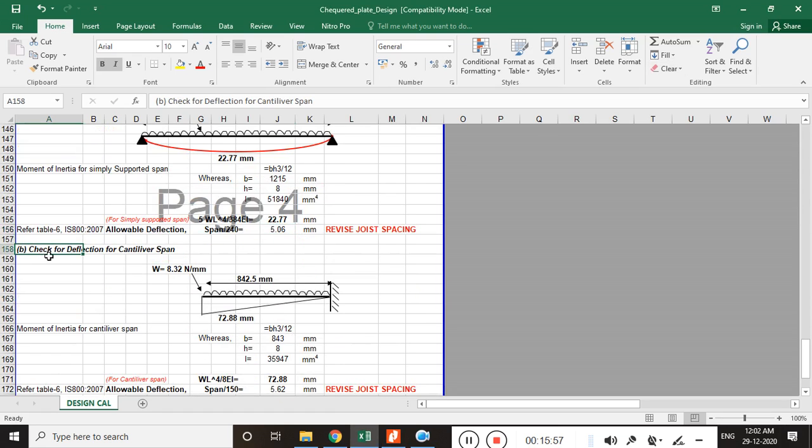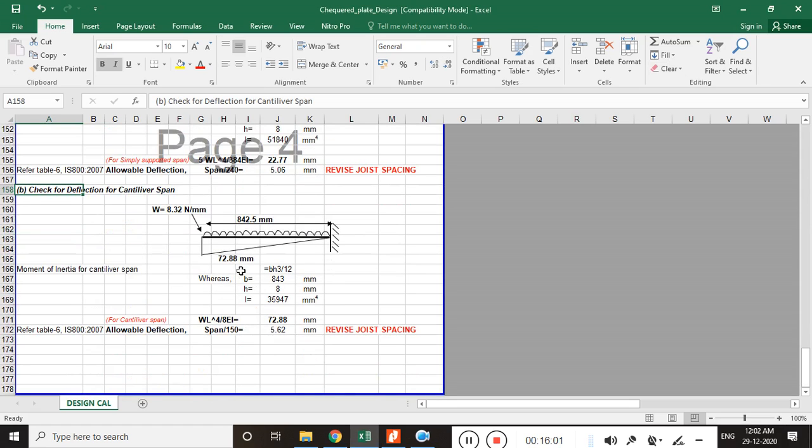And for the check for deflection for the cantilever span, the same process applies. This is the W, this is the B, which is the width of the span, H is the thickness, I is the moment of inertia, E is a constant value, and W is this.